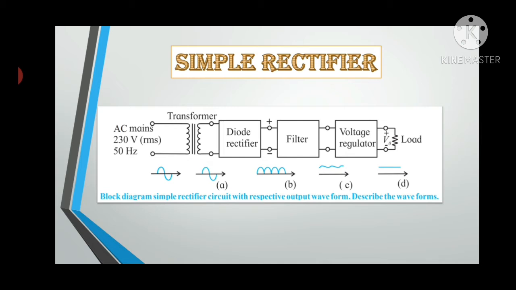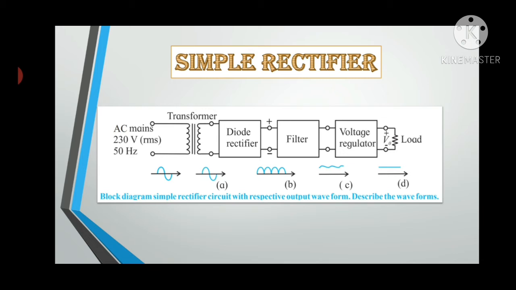If you connect the AC mains to the primary coil, then a current is developed in the secondary coil. This secondary coil is then connected to the diode rectifier. Diode rectifier means we are using a PN junction diode rectifier. So here we first take the diode rectifier to convert the AC into DC. Here we have to get a pure DC voltage.